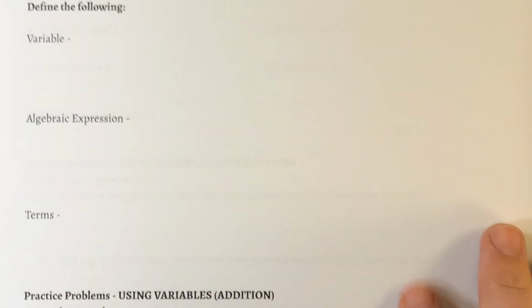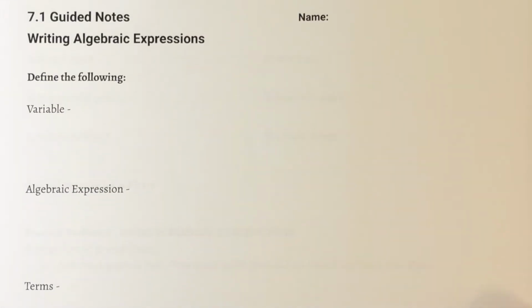Today, we're going to be going over 7.1 guided notes, writing algebraic expressions, specifically how to use letters to represent numbers that are unknown, or specifically how to express answers to problems when you don't know all of the information.